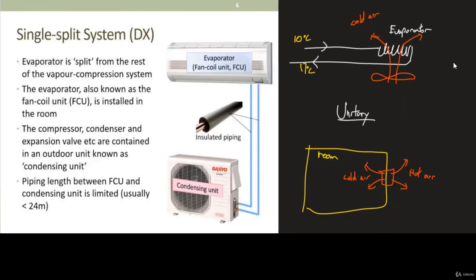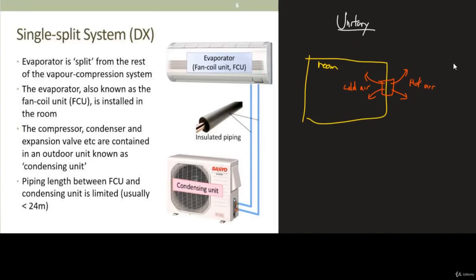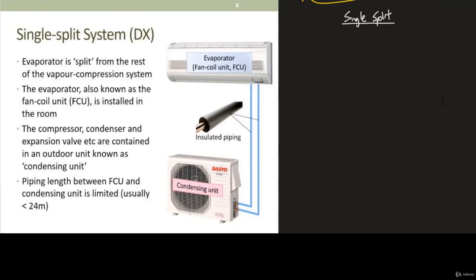Another type, the second type of cooling system we have at home, or the DX system, is called a single split. This is much more common, and you may have one of these at home. So why is there the word split here, and what does this split actually represent? It means, for example, let's look at the vapor compression cycle again. You have a compressor, your condenser, your evaporator, as well as your expansion valve.